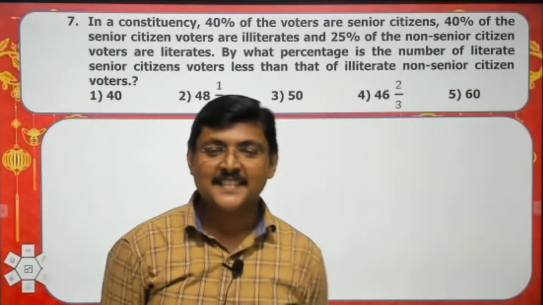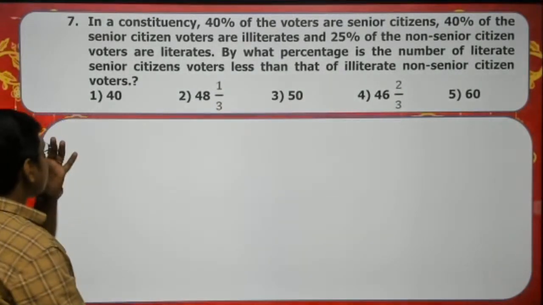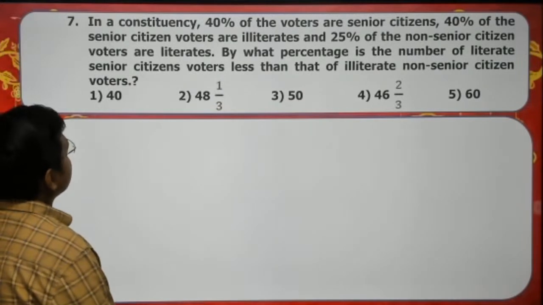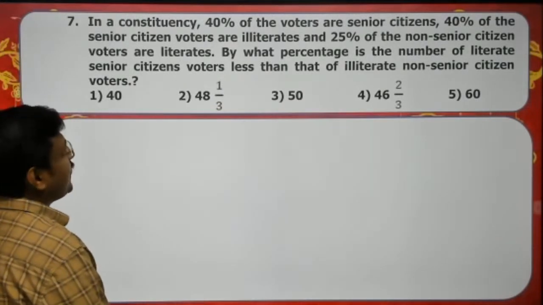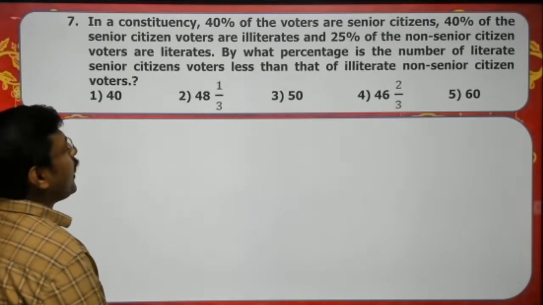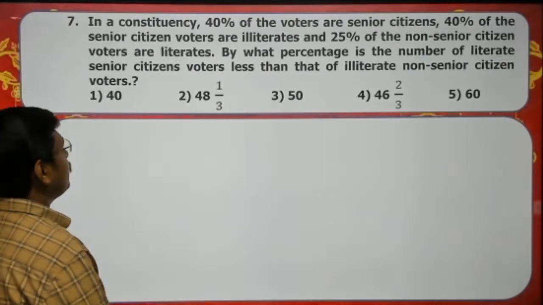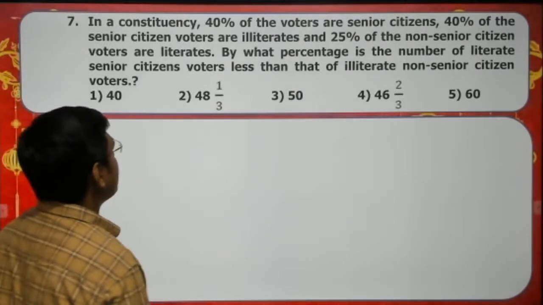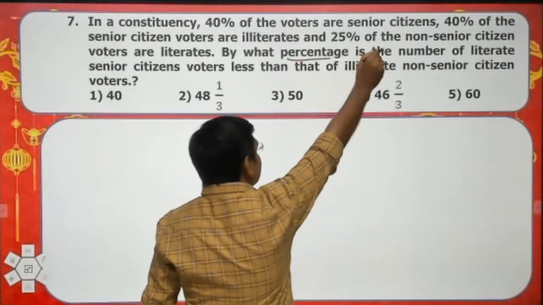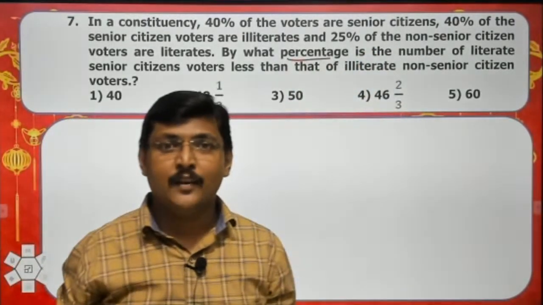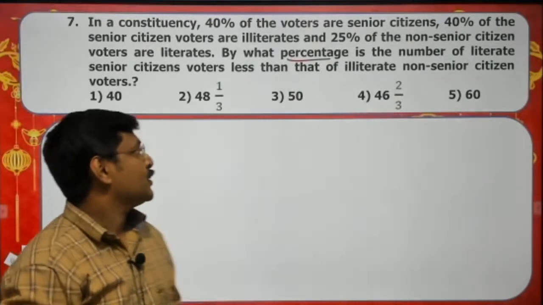Okay, I am explaining this. Listen. In a constituency, 40% of the voters are senior citizens, 40% of the senior citizen voters are illiterate, and 25% of the non-senior citizen voters are literates. By what percent is the number of literate senior citizen voters less than that of illiterate non-senior citizen voters? By what percentage? Since it is percentage, of course we can find the answer, and we can assume some values to find the answer for the question, right? So I am assuming like this.